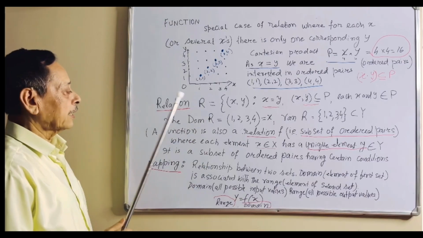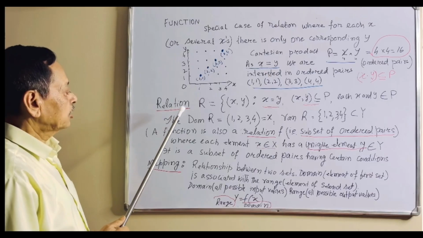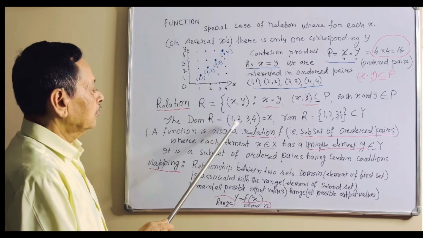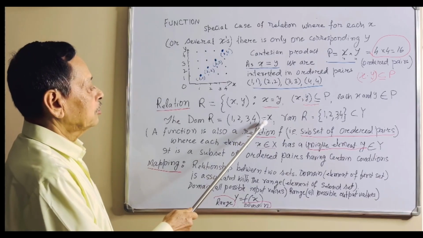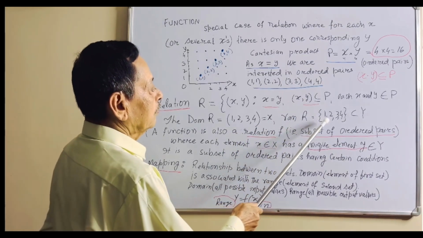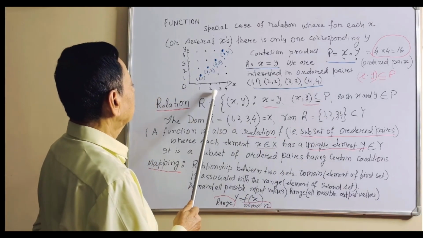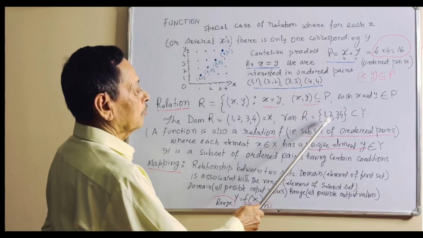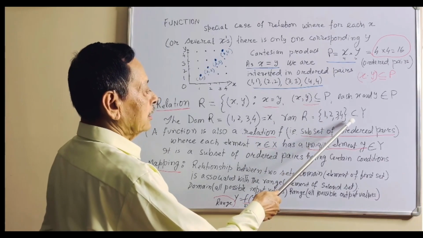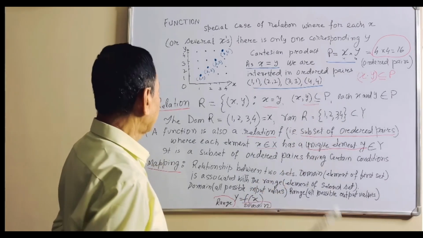Now domain R. We have already discussed relations and domain earlier. So domain R is equal to 1, 2, 3, 4, which is x, and range R is equal to 1, 2, 3, 4. So in x also 1, 2, 3, 4 and y also 1, 2, 3, 4. So it is a subset of y.